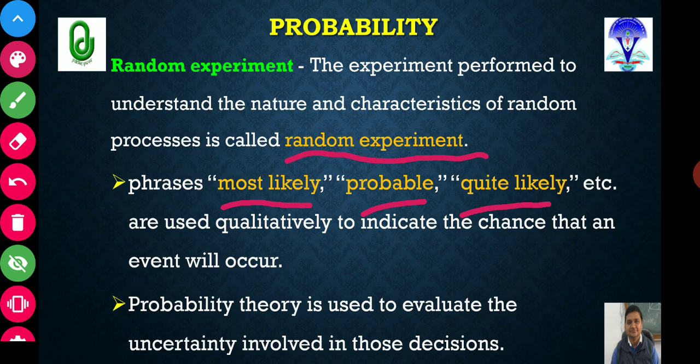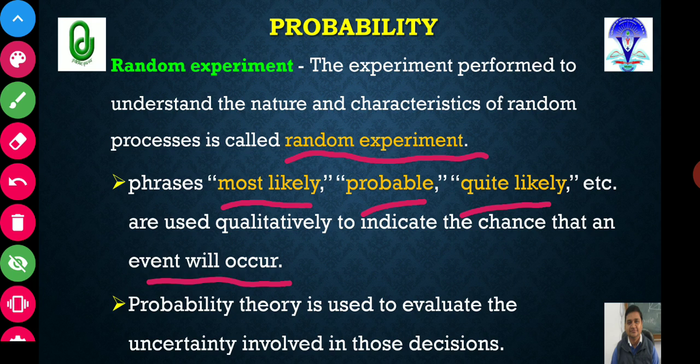Now, the phrases like most likely, probable, quite likely, etc. are used qualitatively to indicate the chance that an event will occur. In a random process or random experiment, these are the phrases most commonly encountered. Somebody will say, it is most likely that there will be rain today, or most likely he will hit the target, or probably he will hit the target, or it is quite likely that I will sleep today. So these are the words which indicate the chance that an event will occur.